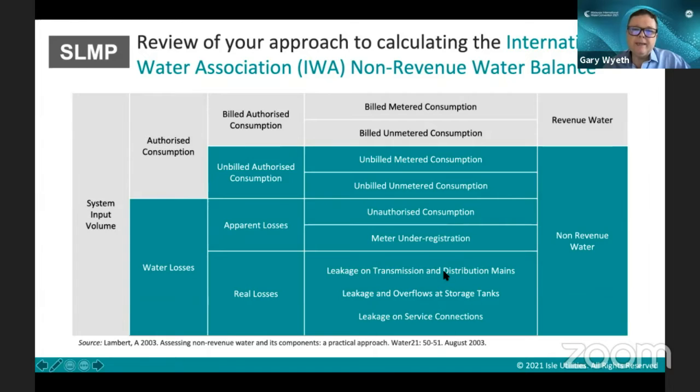But if you can break it down between distribution, transmission, storage tanks, and service connections, you can then target where you do your NRW management better. For example, for one utility that we did an SLMP for, we identified, and you'll see in a minute, that most of their leakage was on the service connections. So this meant that we could identify that they needed to start investing more in replacing service connections to ensure that they weren't leaking too frequently.